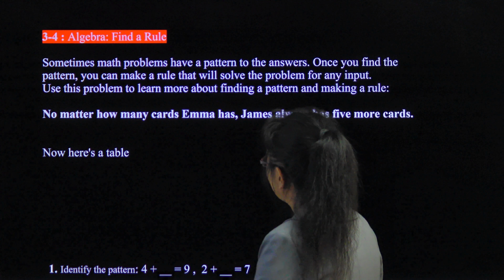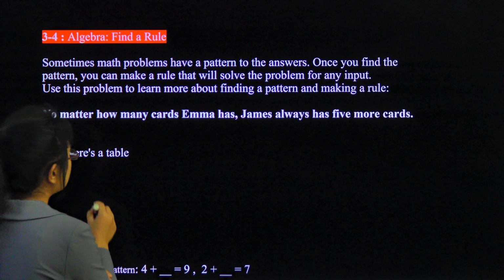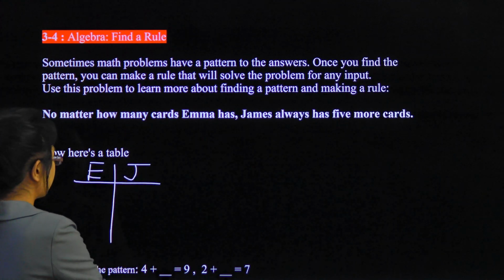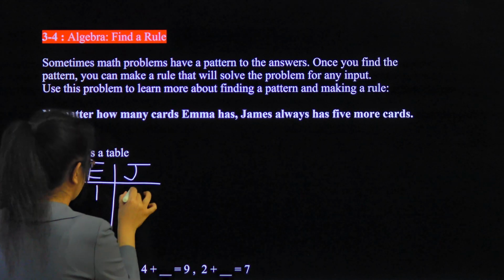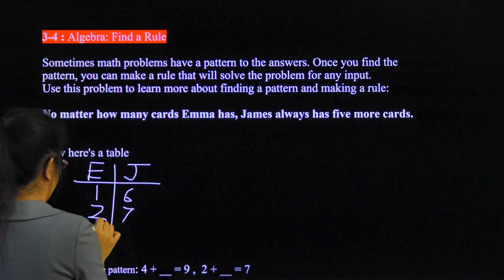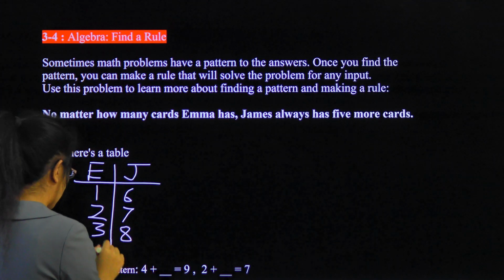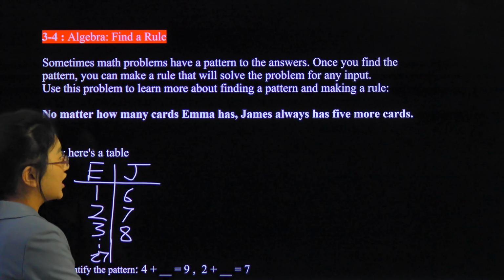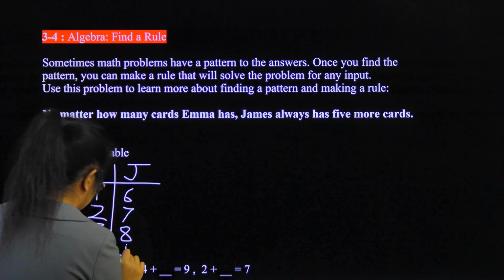Say, no matter how many cards Emma has, James always has 5 more cards. So Emma would be E, James would be J. If Emma has 1 card, James has 5 more, so James has 6. If Emma has 2, he has 5 more, so he has 7. If Emma has 3, then James has 5 plus 3, 8. If Emma has, say, a random number, 27, then James will have 27 plus 5, 32.